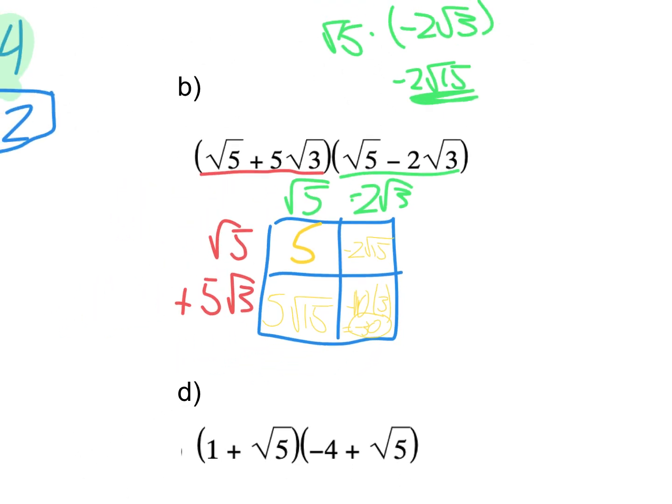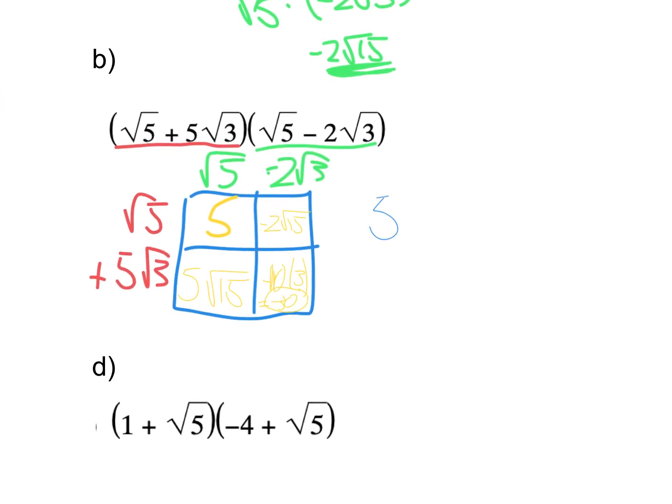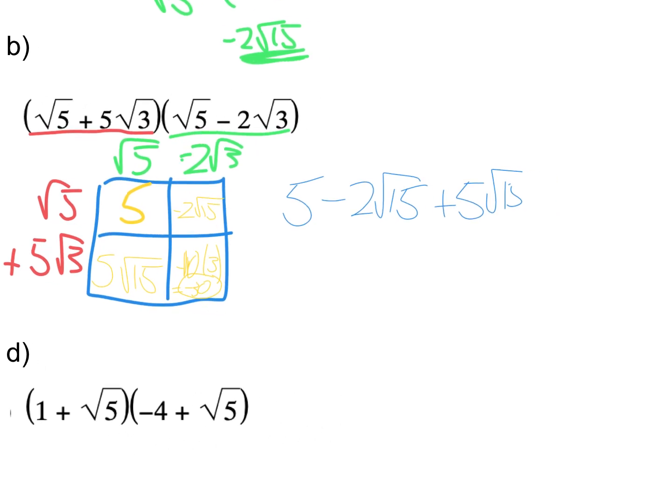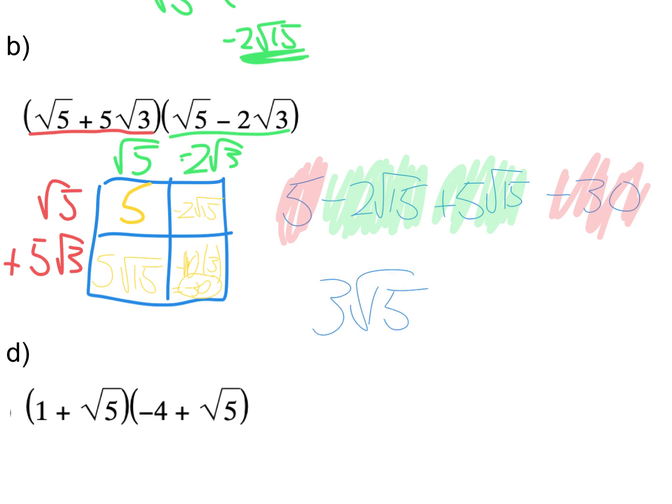All right, combining all of this into our answer, we have 5 minus 2 square roots of 15 plus 5 square roots of 15 minus 30. Taking a look at our like terms, we have whole numbers here, 5 and negative 30. And we also have negative 2 square roots of 15 and 5 square roots of 15. So combining those square roots, we just add the coefficients. So negative 2 plus 5 is 3 square roots of 15. And 5 minus 30 is negative 25.